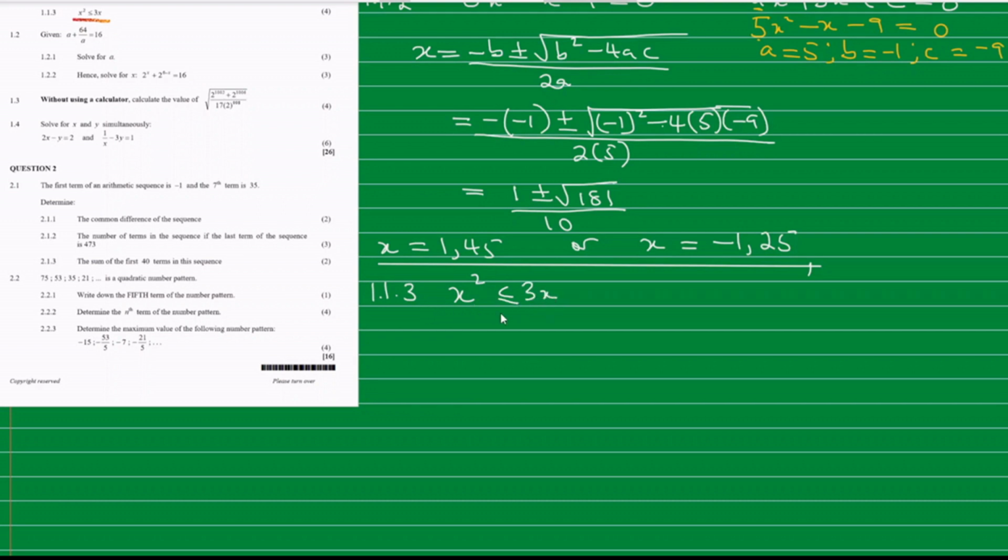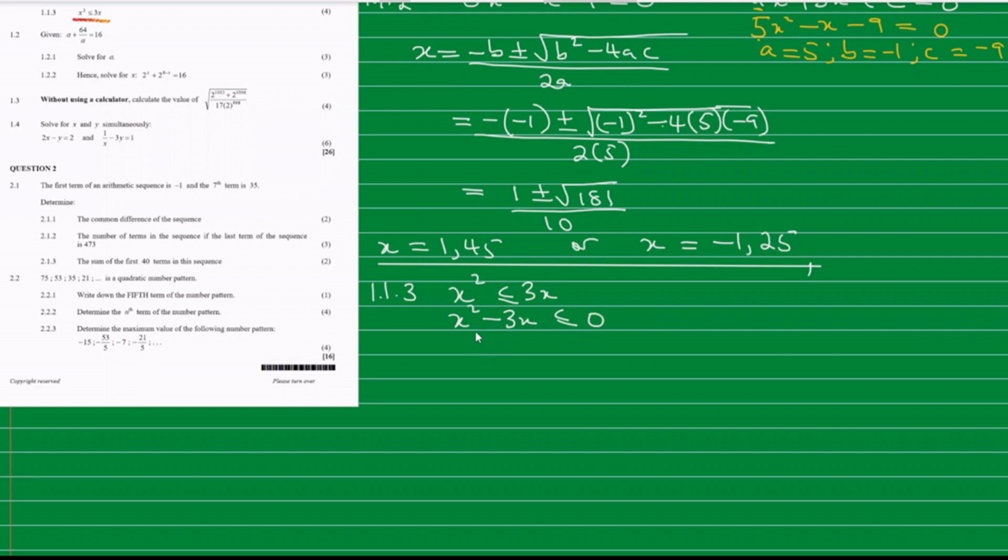The way we solve an inequality is more or less similar to the quadratic equation, but then we have to give the values of x as a range, because here we have an inequality sign. Our inequality sign is less than or equal to. So let's go through the process like we are solving a quadratic equation. We express this in standard form. It's going to give us x squared, take the 3x over, that will be minus 3x is less than or equal to 0.